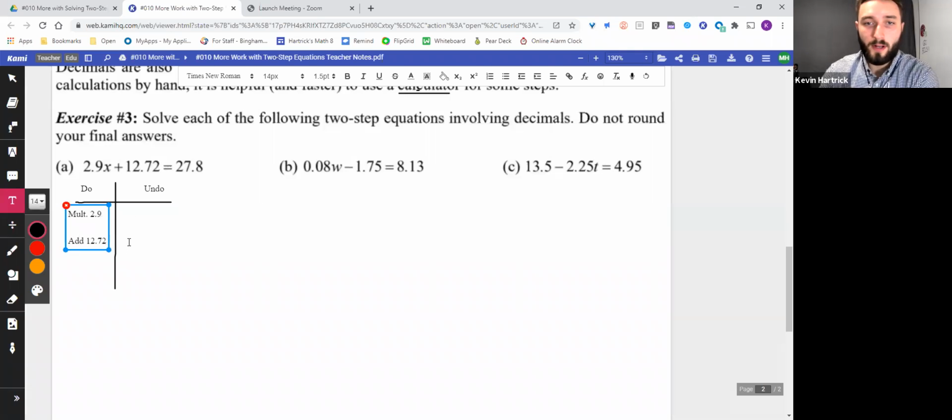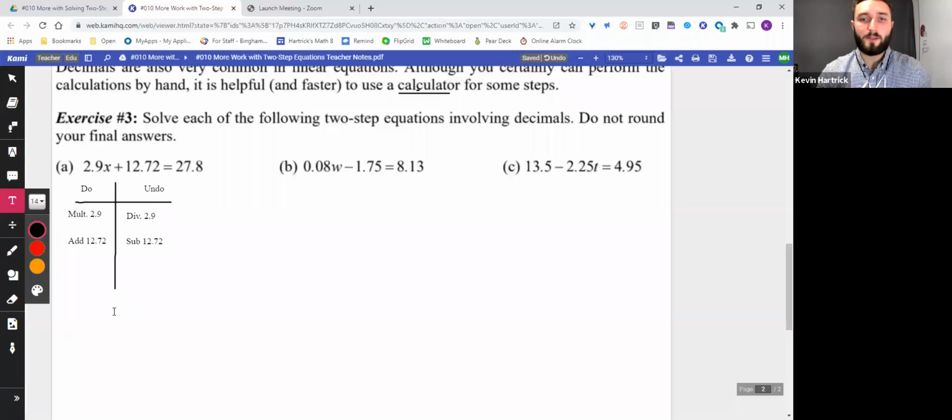In order to undo these operations, we're going to go in reverse order of our order of operations, reverse PEMDAS. The first thing to do is subtract 12.72. And then after we've subtracted the 12.72, we are going to undo the multiplication by dividing by 2.9. The reason we're doing this do-undo table is because it makes it very easy to solve the equation after that. We know what steps we have to do.